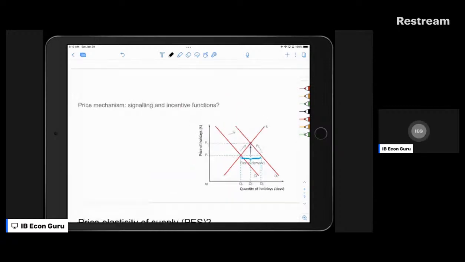Remember, the price mechanism has a signaling and incentivizing function. We call these together the reallocation function, and then there's the rationing function, which is how prices are a way of rationing or distributing output among people so that a new equilibrium is reached.